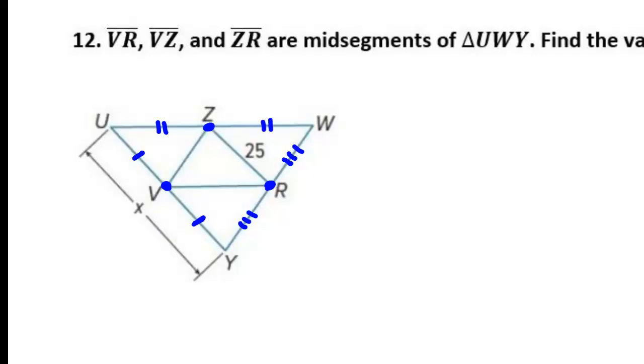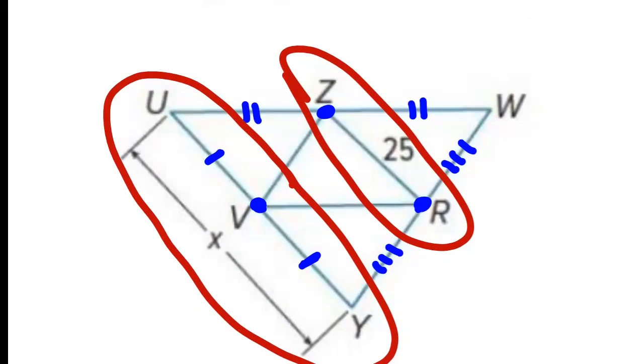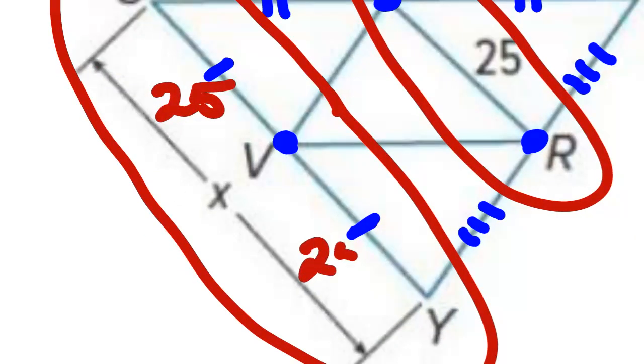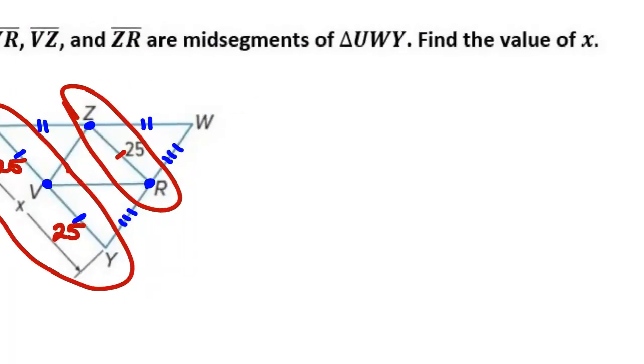One of the things that we learned when we studied mid-segments of triangles is that the side that is parallel to the mid-segment is twice as big as the mid-segment itself. So therefore, if ZR is 25, then UV would also be 25, and VY would be 25, because this would be the same size.